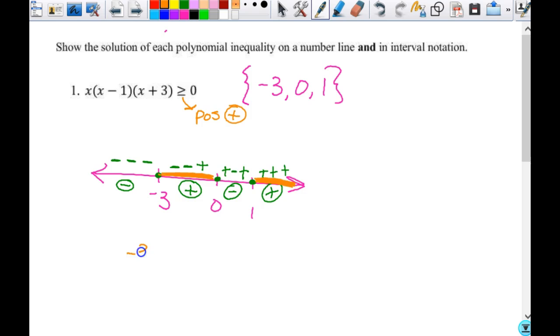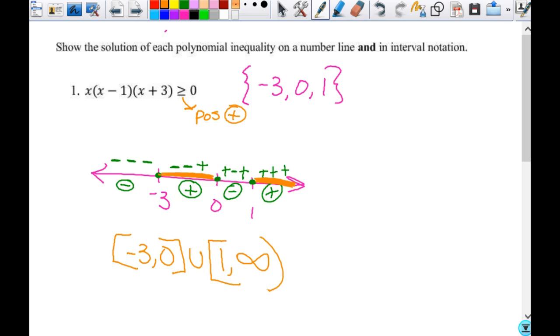So from negative 3 to 0, do I include either one of those? Yes, both of them, right? And then from 1 to what? Infinity. Do I include both of them? No, just the one. Everybody good? Any questions? Easy enough?